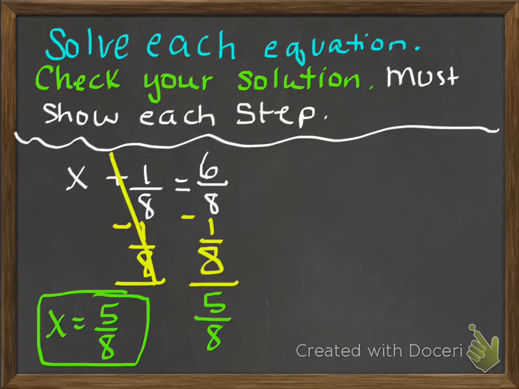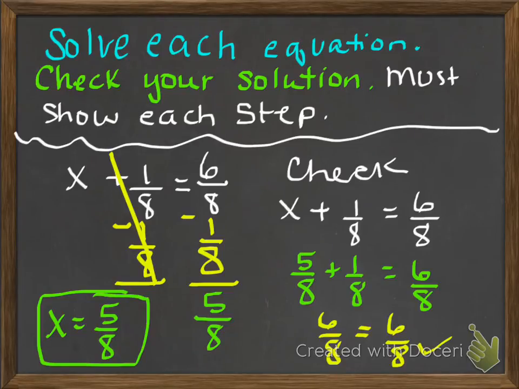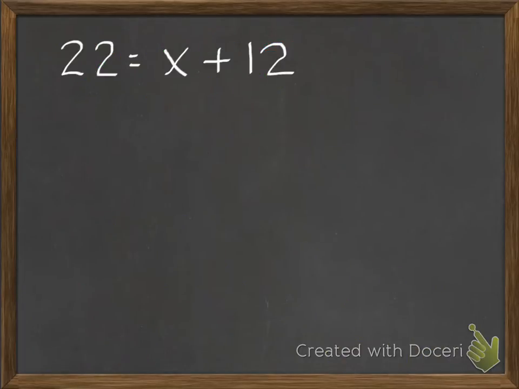So now off to the right, you just want to do the check. And as you can see off to the right, I went ahead and wrote the original problem in white. Then I substituted my answer, which was 5/8, for the x. And then I solved. 5 plus 1 is 6, so I found out that 6/8 is in fact equal to 6/8. So for this next problem, you can see it's 22 equals x minus 12.